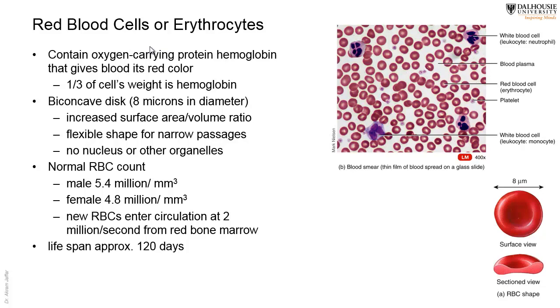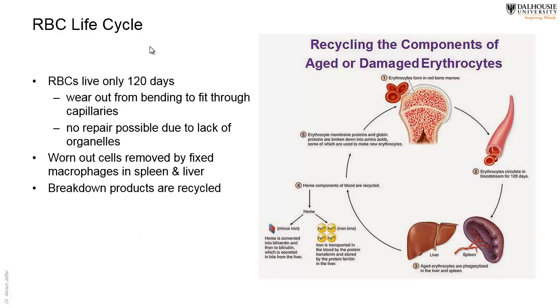As I said, these cells have a lifespan of approximately 120 days, like 4 months, and they are continuously replaced at a rate of 2 million per second from the red bone marrow. This is the life cycle of RBC. The wear and tear that takes place in the RBC cannot be repaired, as I mentioned, because there's no nucleus and there are no organelles in the cytoplasm.